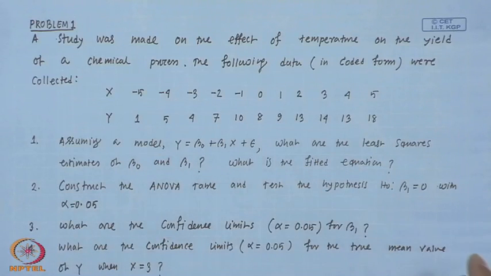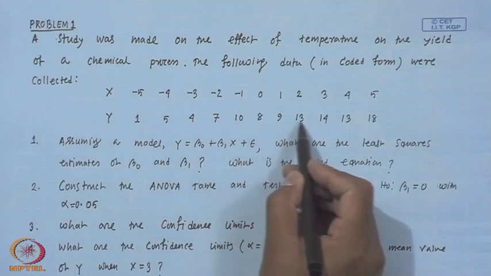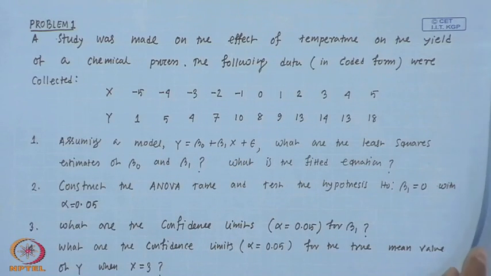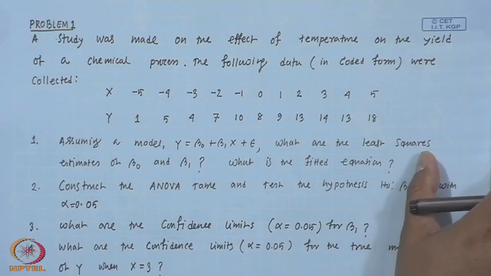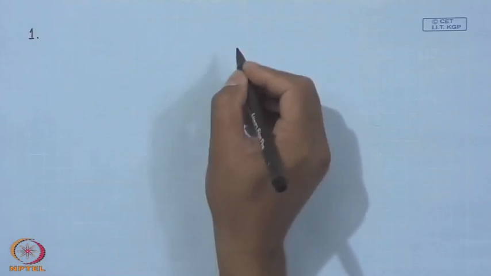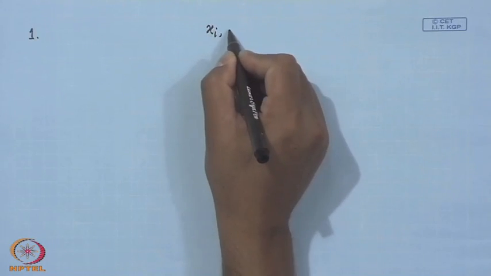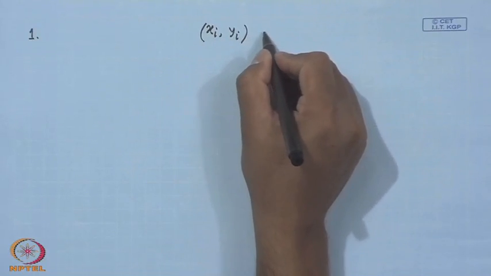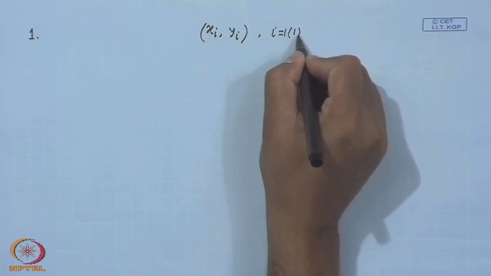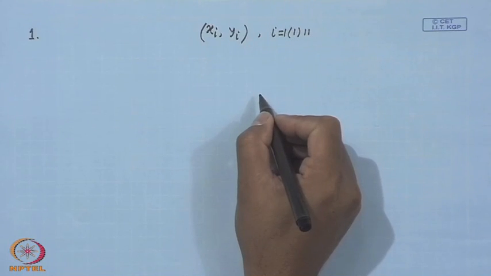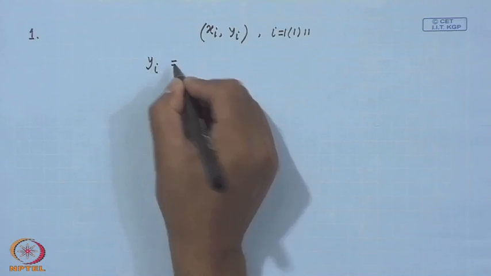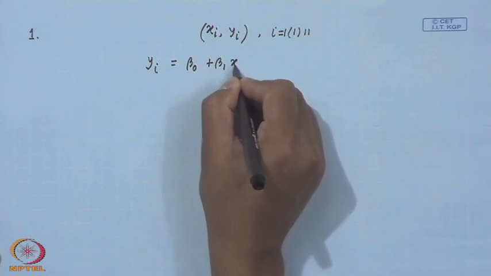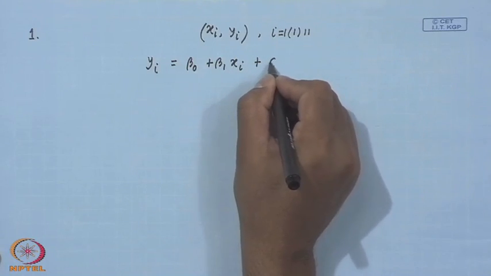So, we are given these observations x i, y i for i equal to 1 to 11, and first we will be fitting a simple linear regression model using the least square technique. So, what we are given is x i and y i for i equal to 1 to 11, and we want to fit a model like y i equal to beta naught plus beta 1 x i plus epsilon i.